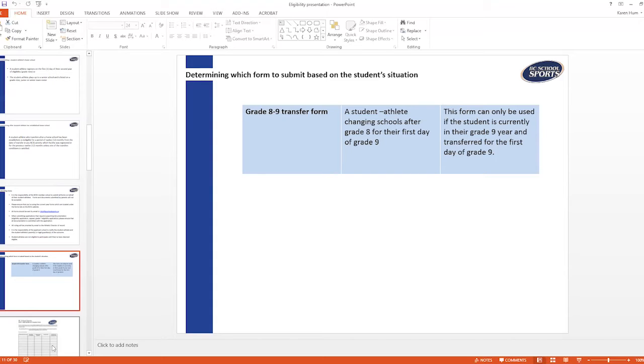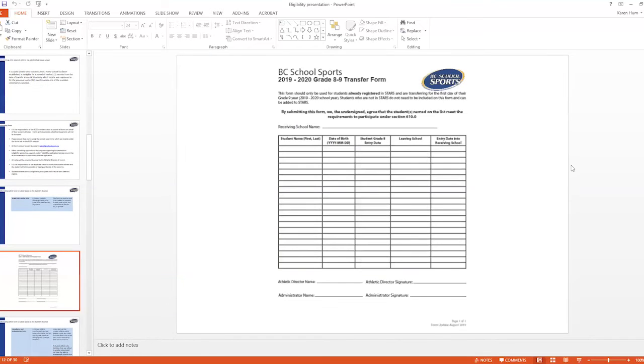So this form can only be used if the student is in grade 9. I'll just give you a view of the form here. You can put multiple students on here too.